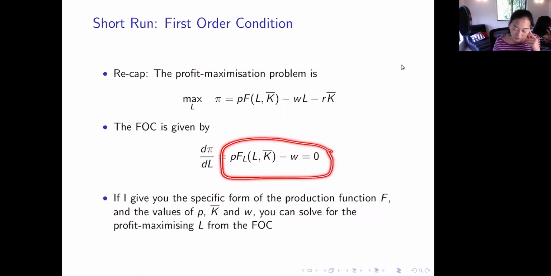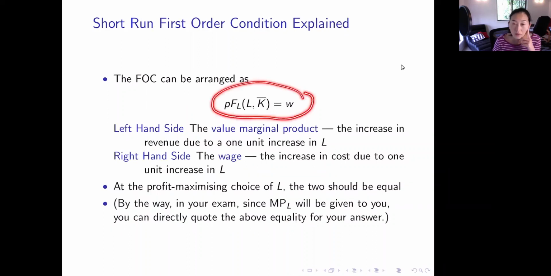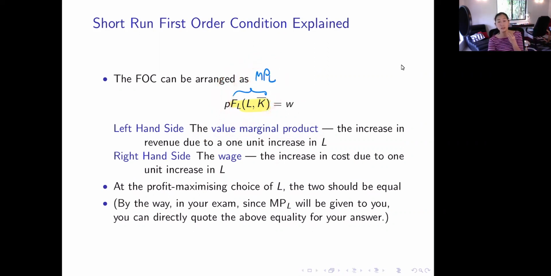So, we can also rearrange this first order condition, and then we get P times MPL is equal to the wage rate. The left hand side is the value of the marginal product. This one is MPL times P. Remember what MPL means, the marginal product of labor. So when you increase 1 unit of labor, how much extra output would be created by that unit of labor, right?